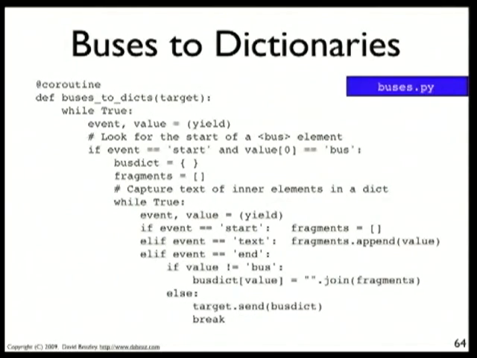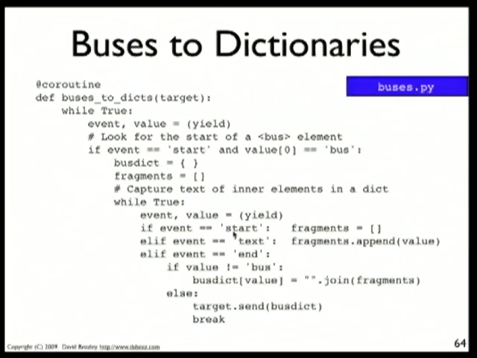Now I'm going to take you through the different pieces of what's happening here. Up at the top, this coroutine is receiving an event and a value. Remember that an event is either start, end, or text. Value is what value got passed along. What this code is doing is receiving events, looking for the start of a bus element. It's just sitting there waiting until a bus shows up. And then once it gets a bus, it goes into a different state of execution where it starts collecting all of the inner elements.